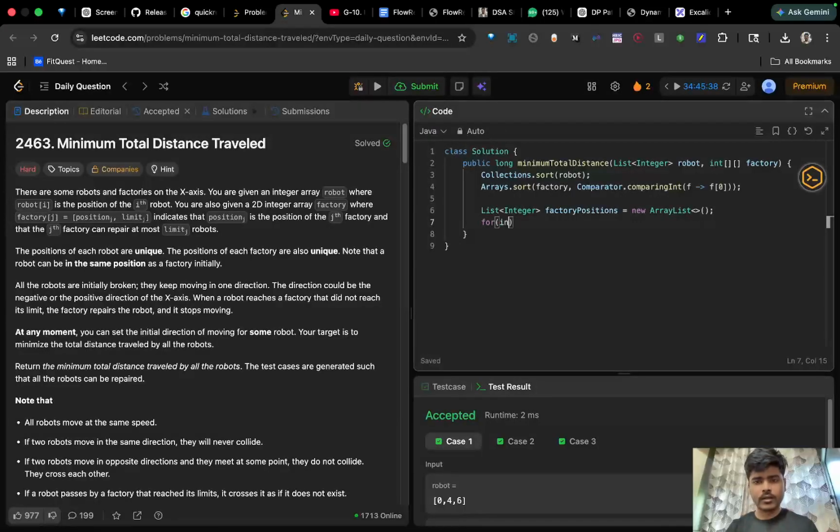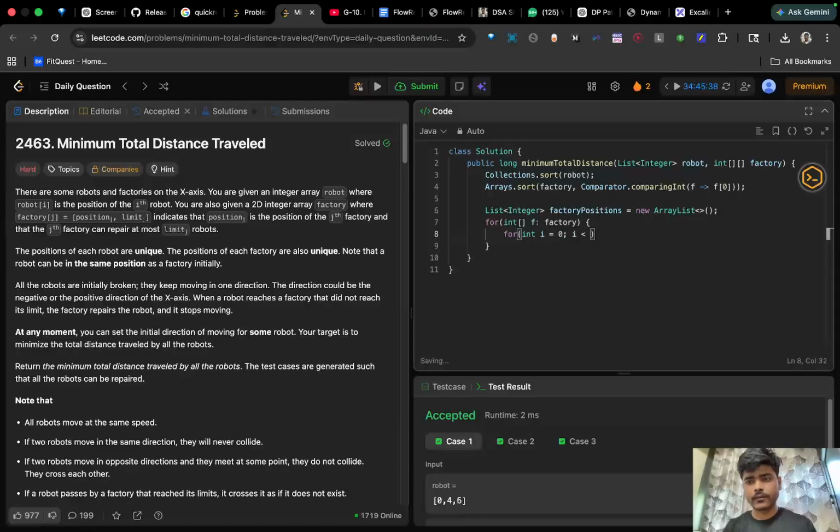So for int[] f inside factory, for int i equals 0, i smaller than f[1], and i plus plus, I will be adding to the factoryPositions the position of the factory, f[0]. How many times? f[1] times. factoryPositions.add. Okay.